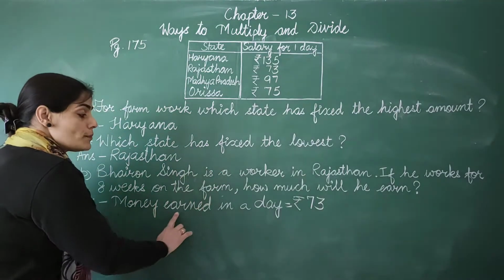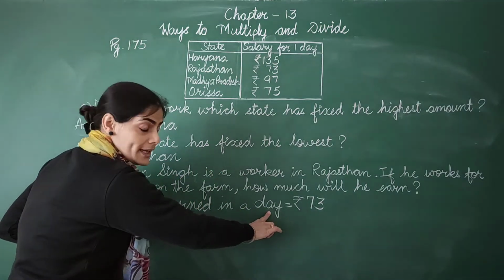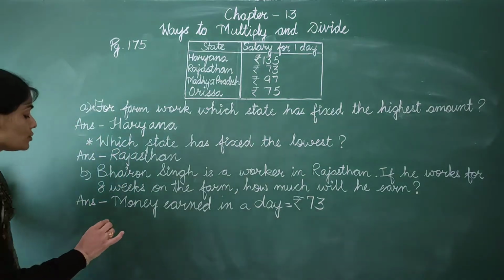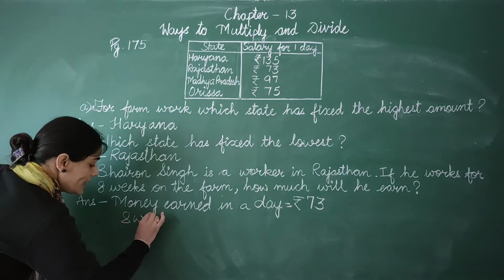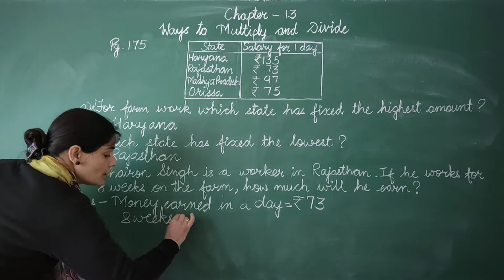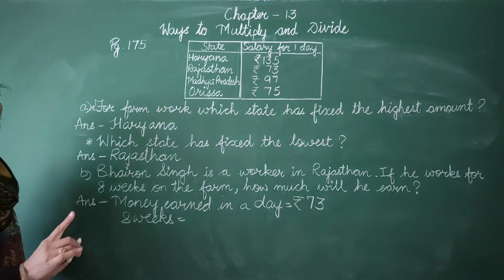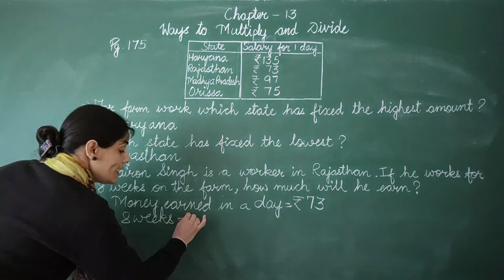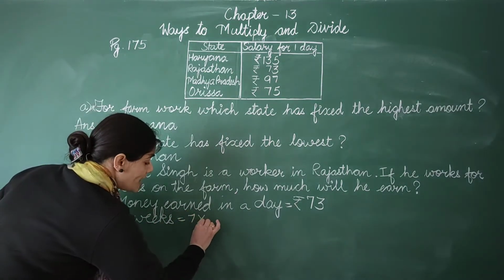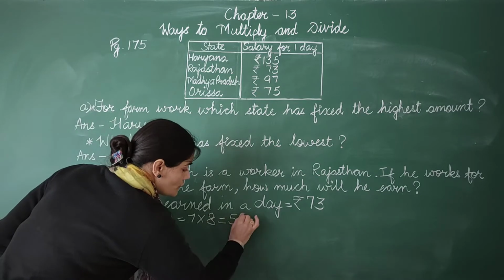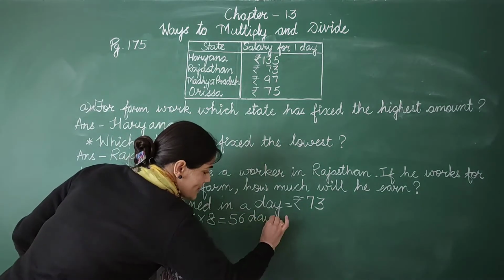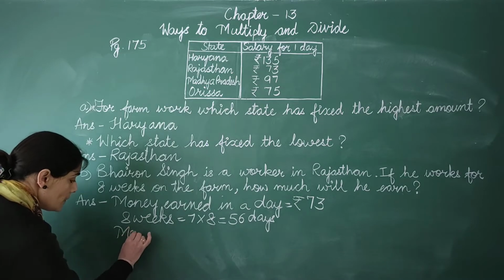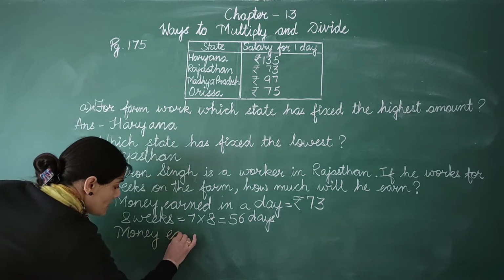Now they want us to find it for 8 weeks. The given information is according to a day and we want to find for 8 weeks. So first we will have to convert 8 weeks into number of days. In 1 week there are 7 days. So in 8 weeks there will be more. So 7 8s are 56 days. Clear everyone?